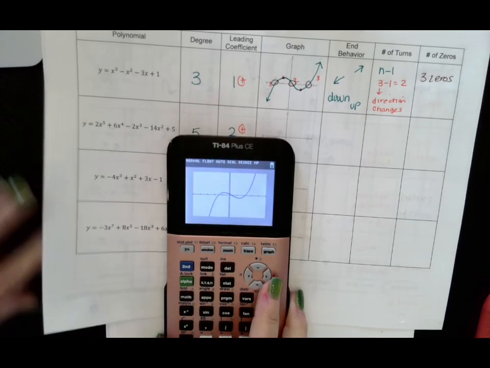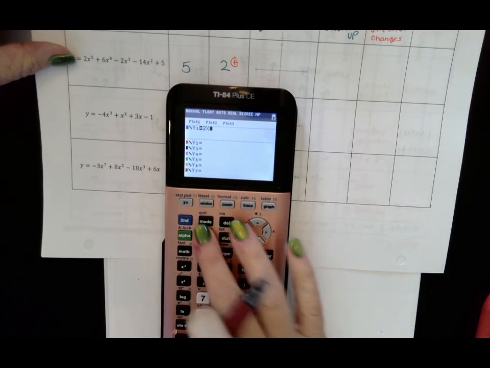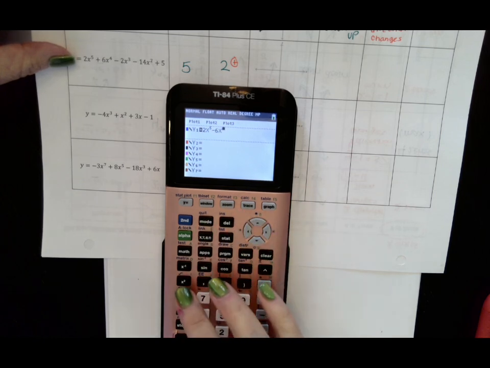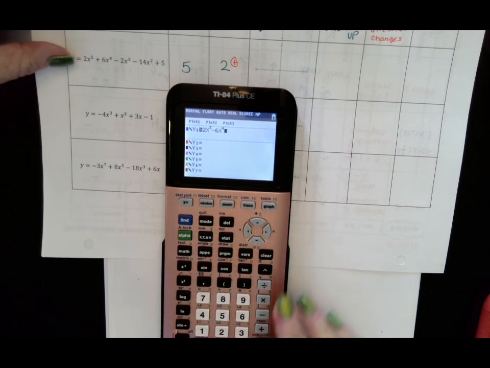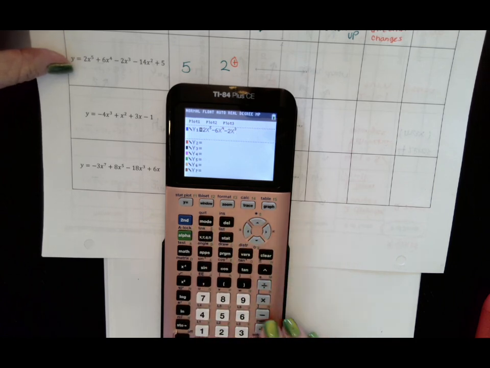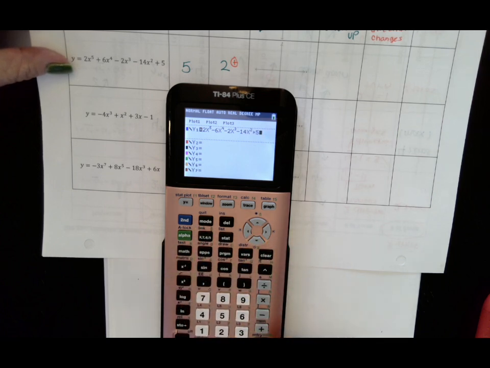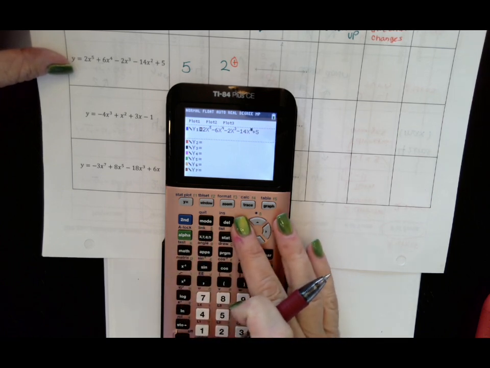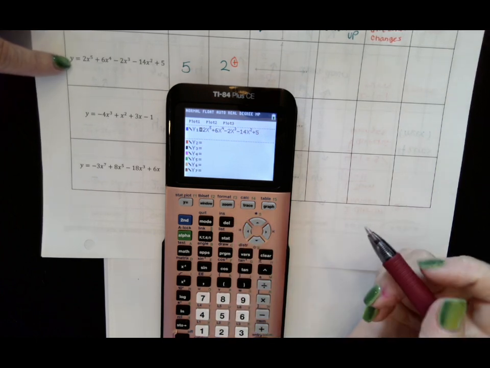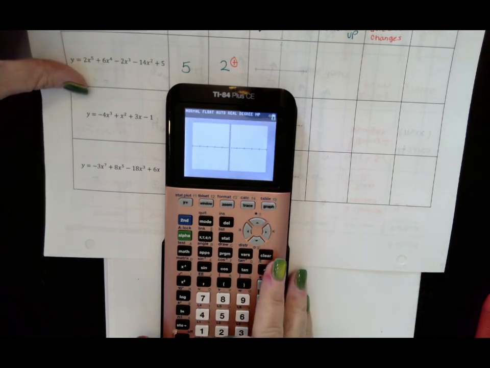All right, let's do another one. So this is 2x to the 5th minus 6x to the 4th minus 2x cubed minus 14x squared plus 5. Oh, it should be plus right here. It's always good, especially when you're doing this, to go back and check, because this is twice now that I've made a mistake. So let's hit graph.